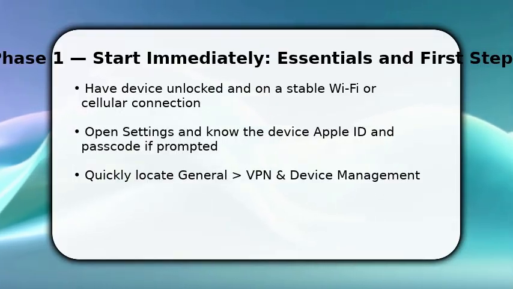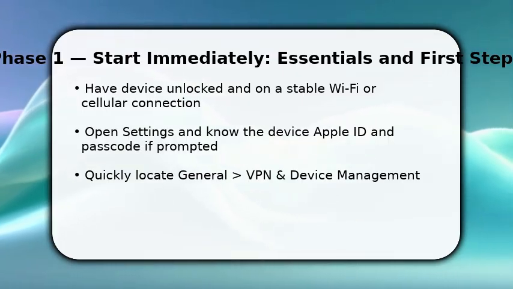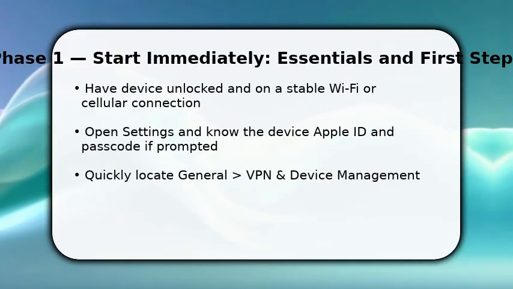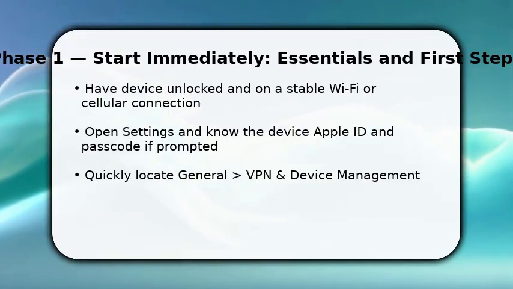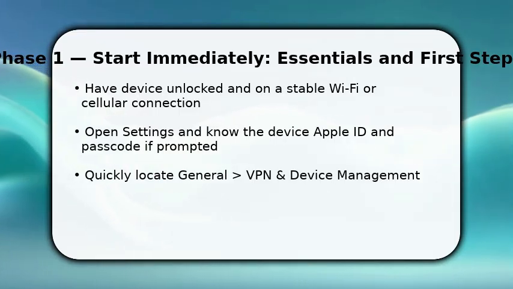Unlock the iPhone and connect to Wi-Fi because the phone must reach Apple and any MDM server. Once done, open Settings and navigate to General. Make sure to tap VPN and Device Management. You need the Apple ID credentials if the profile is protected, so have them ready. This first step is about access and visibility.